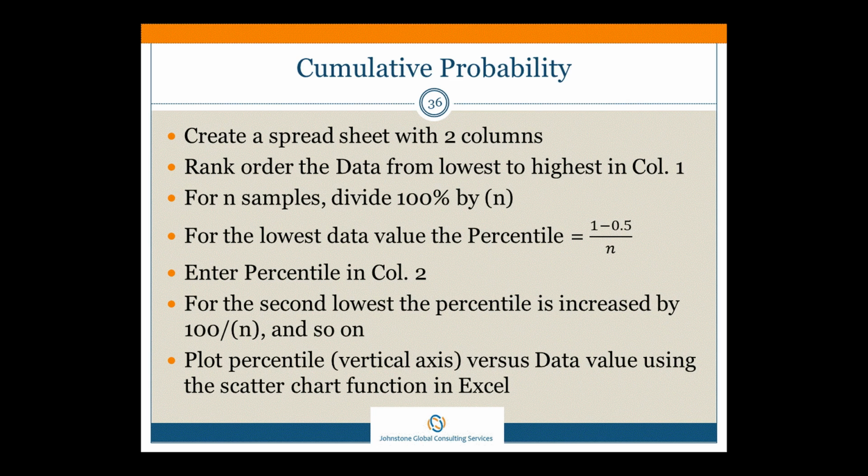In the second column, you enter the percentile. For the first, or lowest, data value, you start with the percentile equal to (1 minus 0.5) times 100, divided by n, so that you offset that first data point down a half step from 1 over n, or 100 over n. Then for the second lowest, you just increase the percentile by 100 over n, and so forth.